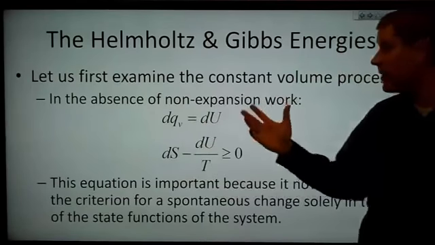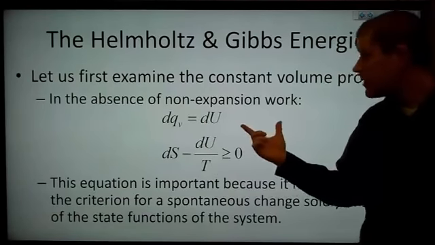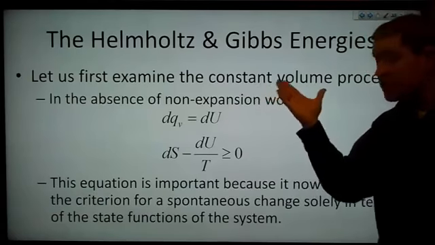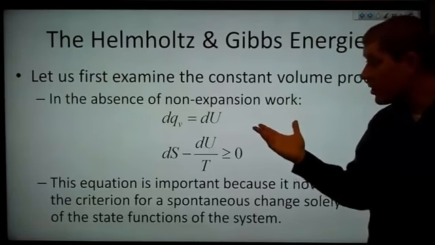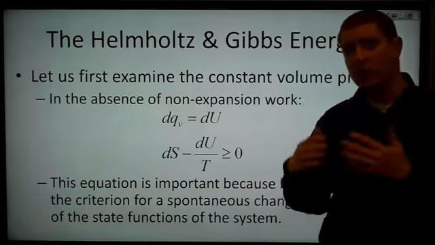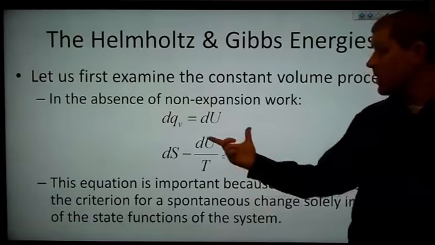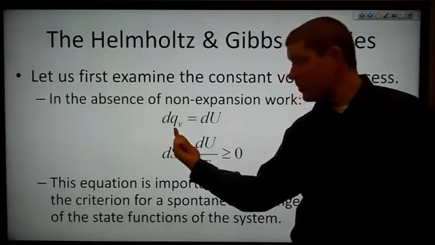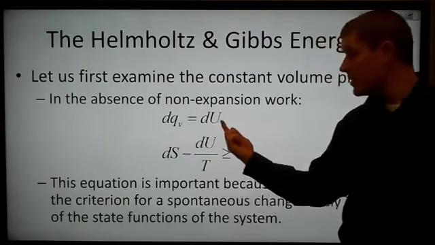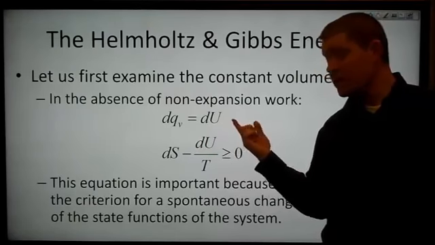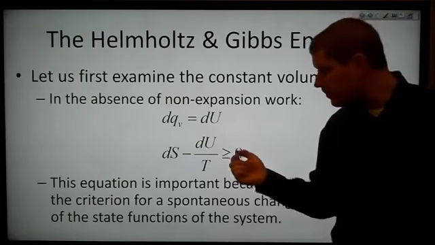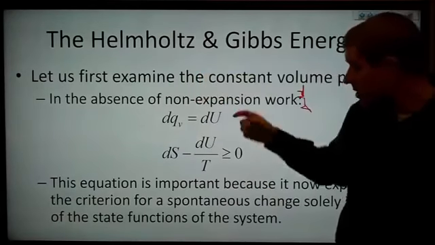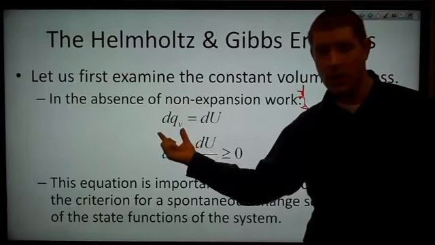So first let's look at the constant volume process. In the absence of any non-expansion work, so note that if we're at constant volume, then we can't have any expansion work. So if we don't have any non-expansion work, so no electrical work being done or something else like that, then whatever our constant volume change in heat is equal to our constant volume change in internal energy. And that means that now we can take dU, our change in internal energy, and substitute that in for our Q here.